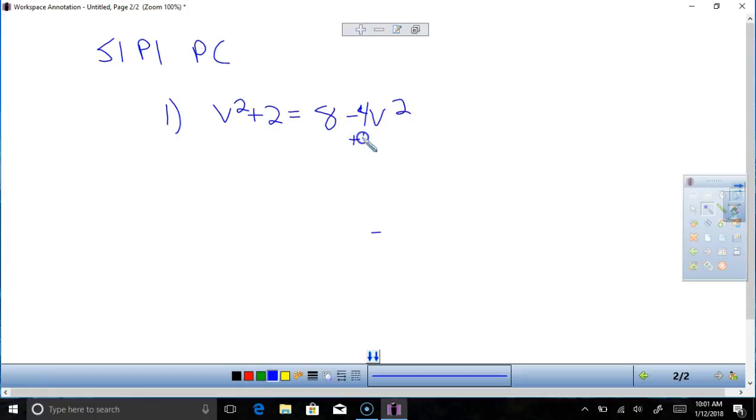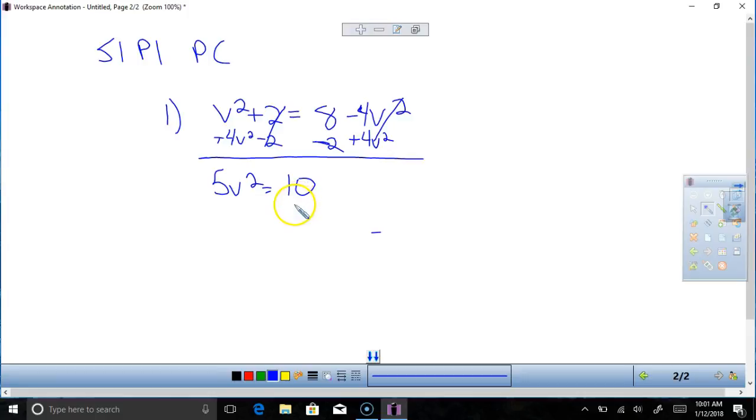Alright, first thing I would do is add 4v squared to both sides. And I'd also subtract 2. I'm doing 2 steps in 1. Deal with it. That cancels. That cancels. 1v plus 4v is 5v squared equals 10. Equals 6. Math is hard. 8 minus 2 is 6.